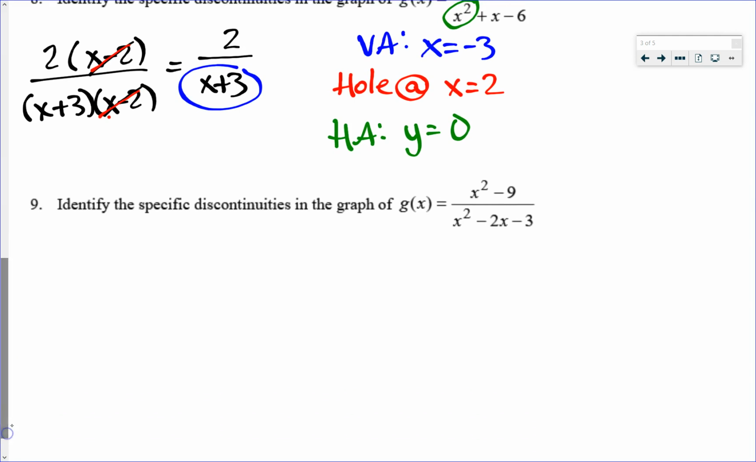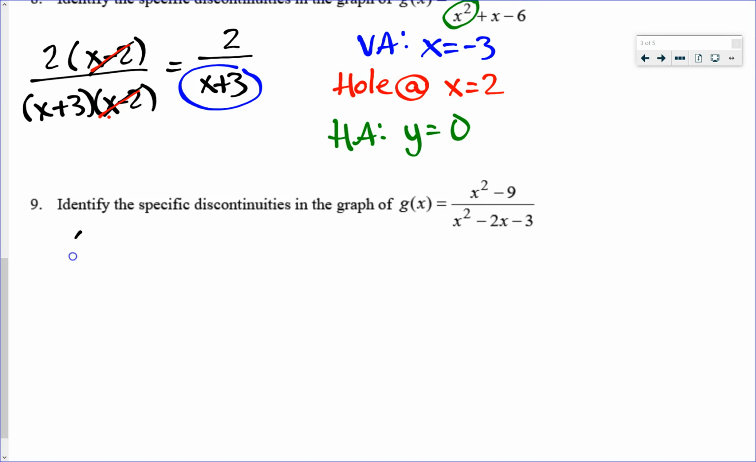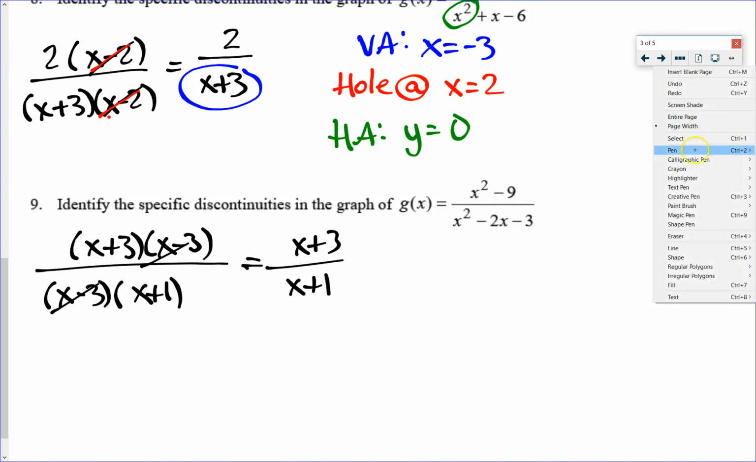Same thing again with number 9. It wants them all, so same process. We're going to factor. We have a difference of squares up here, so x plus 3, x minus 3. Denominator, let's see here. It's going to be x minus 3 this time and x plus 1. Negative 3 times 1 is negative 3. Negative 3 plus 1 is negative 2. Looks like these pieces cancel. They're common factors. We are left with x plus 3 over x plus 1.